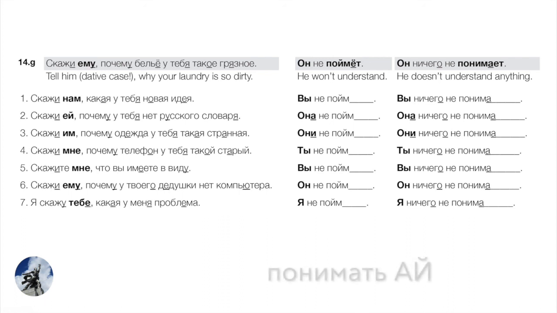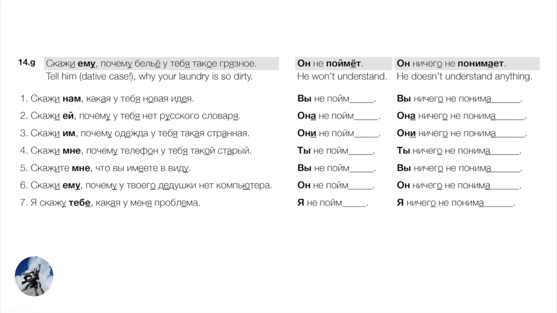Here we're using the verb понимать, which again is the imperfective form of the verb to understand, and it's an I verb, so it's very easy to conjugate. So он не поймет, he won't understand, and then our easy I verb, он ничего не понимает, he doesn't understand anything.